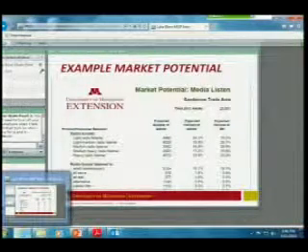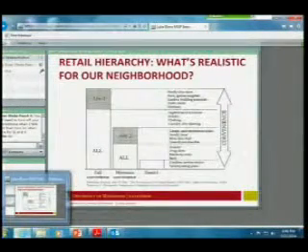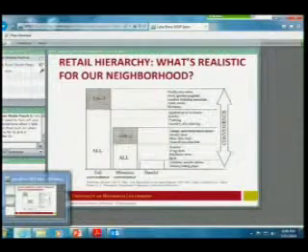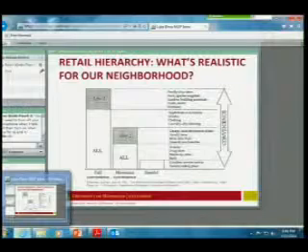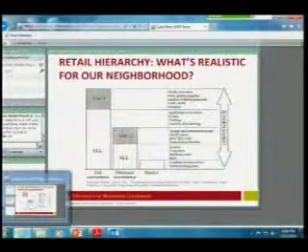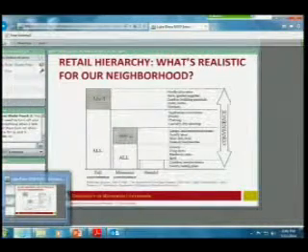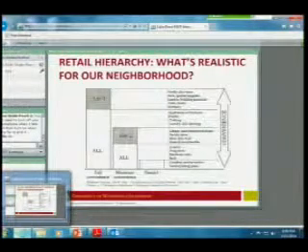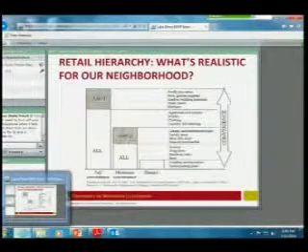But also the internet. And the last part, like I said, one of the main reasons that people do a project like this is to find out what's realistic for their community or their neighborhood. So this really is based on this idea of retail hierarchy. The larger the community, the larger pulling power, oftentimes the larger mix of retail and service goods that are available.